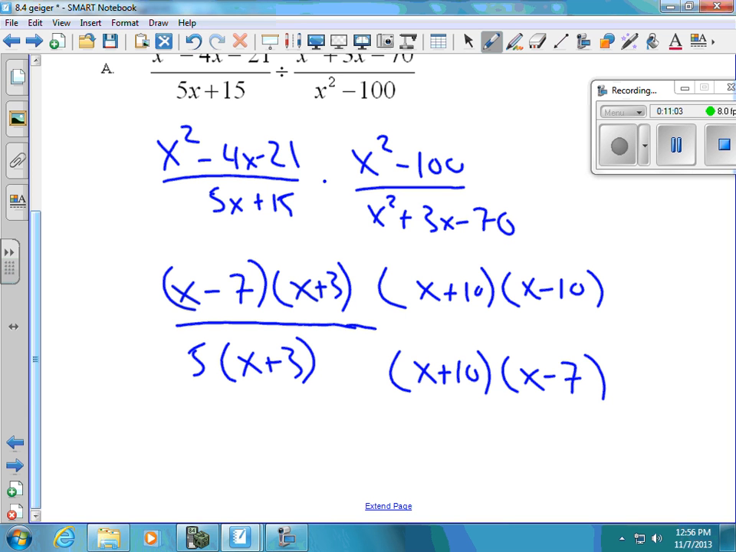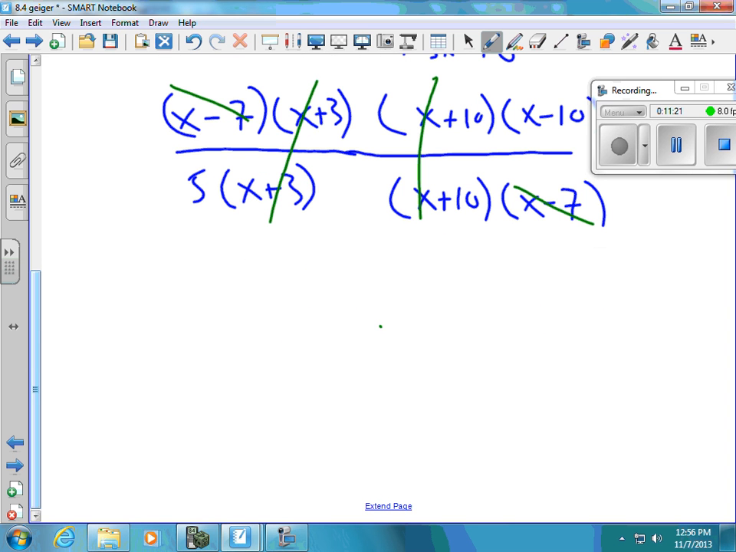If you look and think about it, you know things are going to cancel out. Kind of be looking, when you factor one piece for the numerator, you know you're going to have similar factors in the denominator. When we do it, we can start canceling out. X plus 3's cancel, x minus 7's cancel, and an x plus 10 cancels. And we end up with x minus 10 divided by 5.